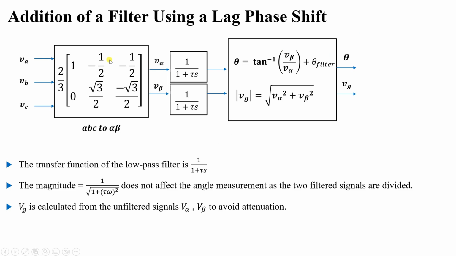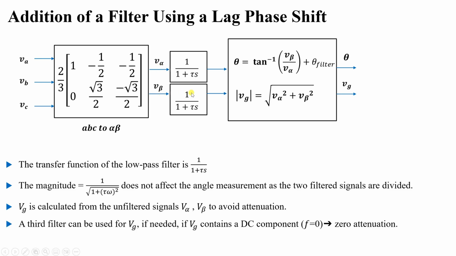And VG is calculated from the unfiltered signals, as you can see here, to avoid attenuation, V alpha and V beta, because this one would reduce the magnitude. So if we would like the original magnitude, we will use these two unfiltered signals. Now, however, there is a very important part here: this noise can be removed by high frequency filters, right? What about DC components? Sometimes there can be a DC component on the three-phase signal. This DC component will not be filtered.